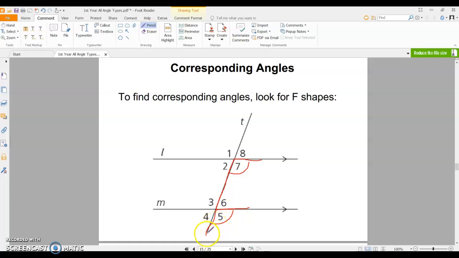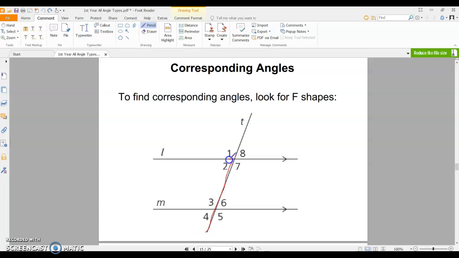Okay, and you might notice that, look, 5 is an obtuse angle, 7 is an obtuse angle, they look equal, but because those lines are parallel, you have that F shape with the transversal. Okay, they are corresponding angles and they are equal. Okay, so that's the most obvious F to find. Your F can also be back to front, so facing the opposite direction that I might expect.